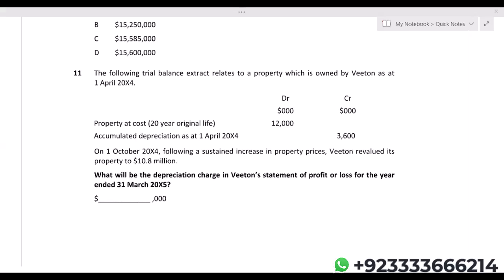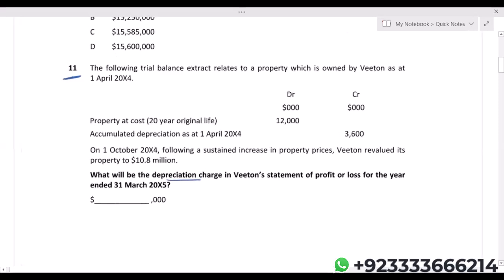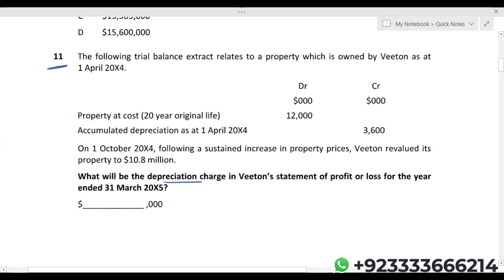Let's start from question number 11. What will be the depreciation charge in Wheaton's statement of profit and loss for the year ended 31st March X5? So we are required to calculate the depreciation expense for the year ended March X5.